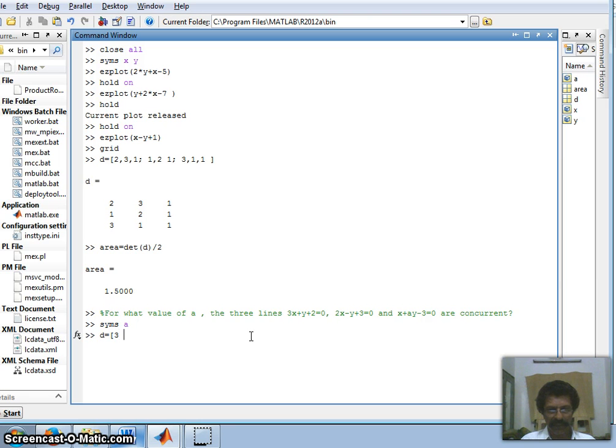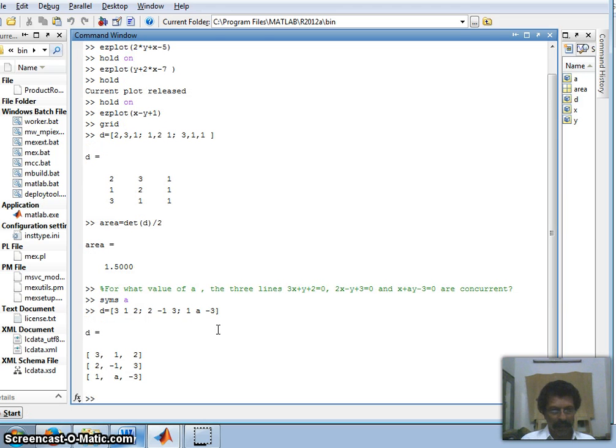The x coefficient is 3, the y coefficient is 1, the constant is 2. Then a semicolon, then the second row, the second equation: 2, minus 1, and 3 as the constant. Then the third one: the x coefficient is 1, the y coefficient is A, and the constant is minus 3. Therefore this is my matrix.